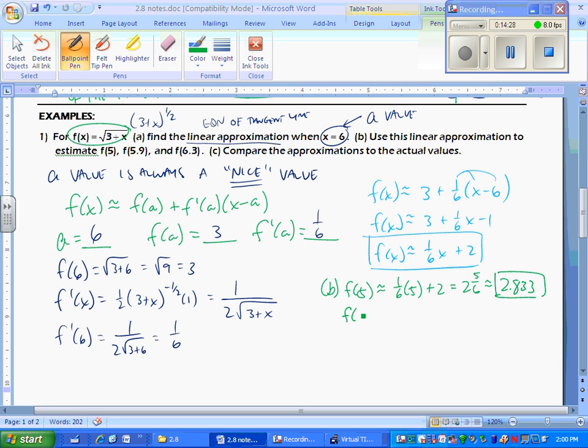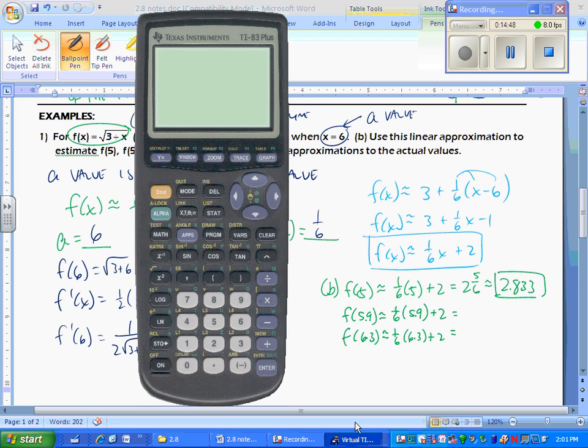Then it asks us to approximate f of 5.9 and f of 6.3. So again, we're just plugging those into this equation of the line, the tangent line. So if we do 5.9 divided by 6 plus 2, we get 2.983.